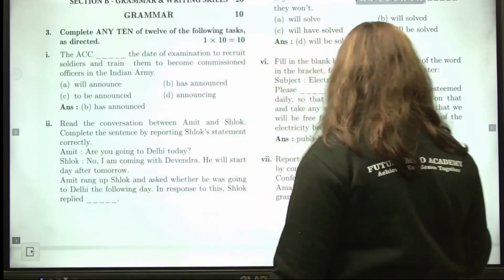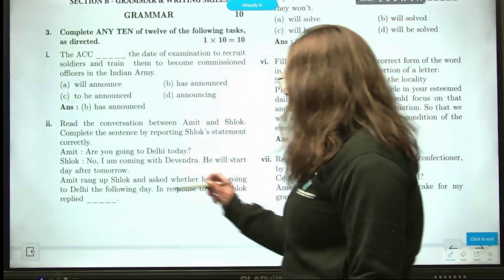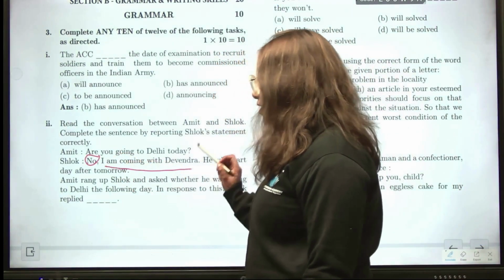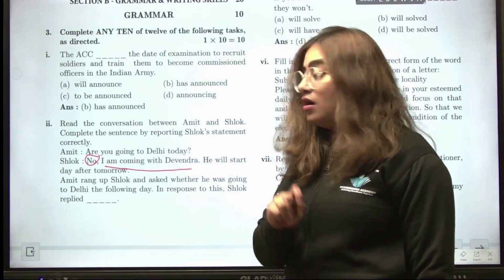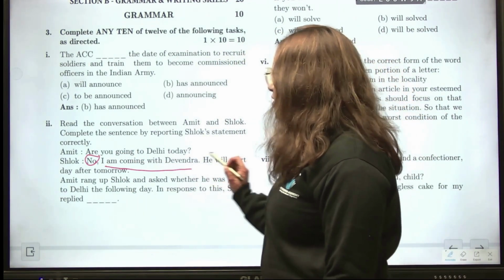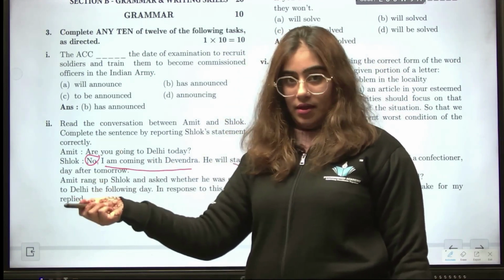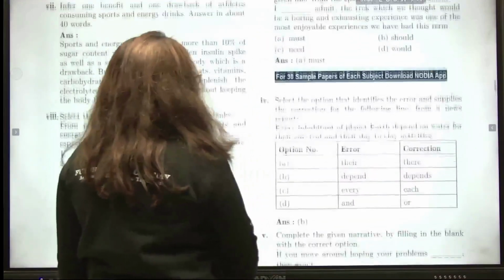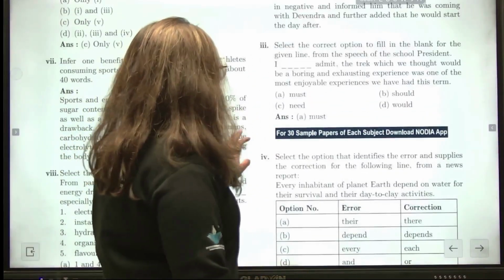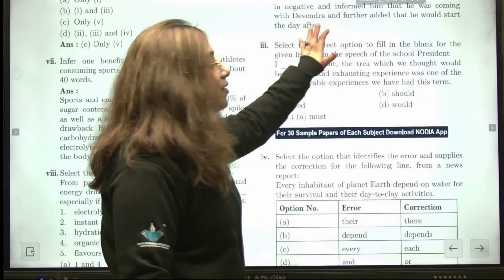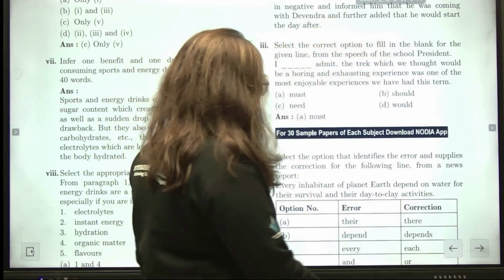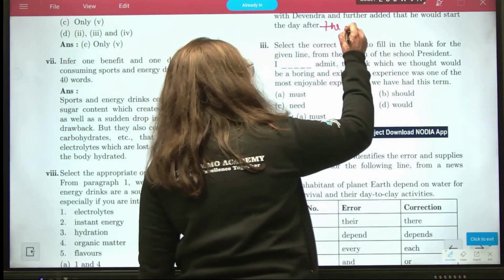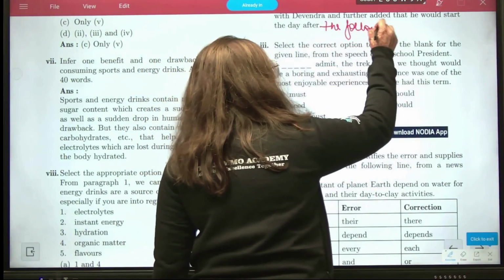What will No become? Shlok replied in negative and said that he was coming with Devendra. What will it be? He was coming with Devendra. Further added that he would start the day after the following day. Okay, he would start the day after the following day. So yes, what is it? In negative and informed him that he was coming with Devendra. All right, and further added that he would start the day after the following day. Here the following day is missing. Write the following day.